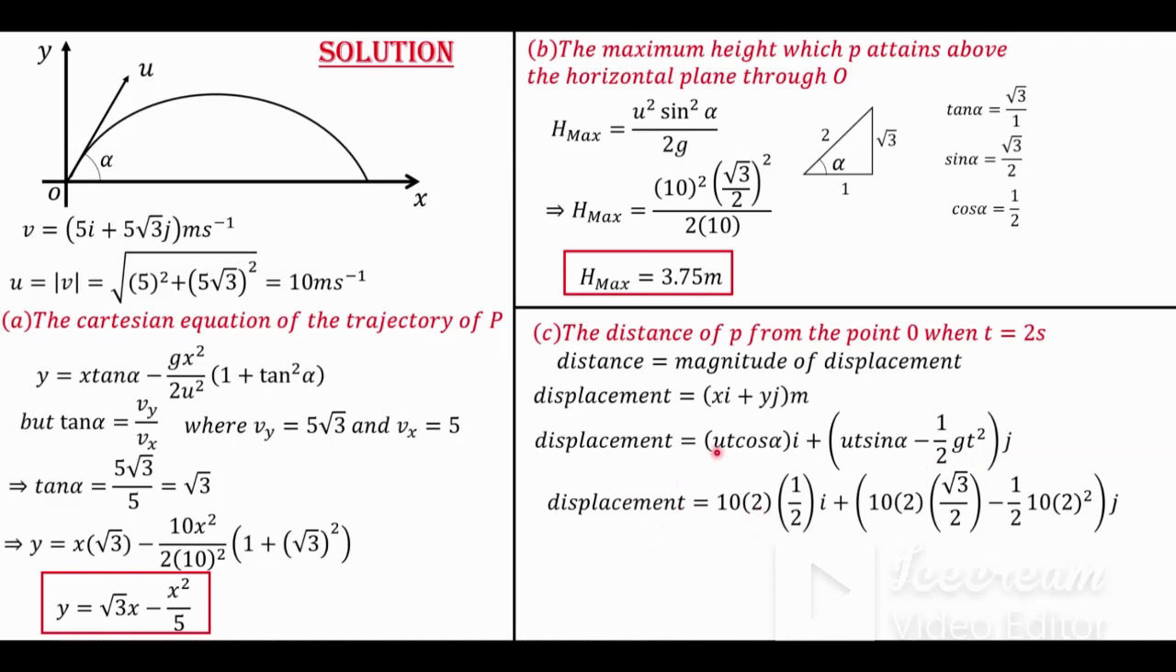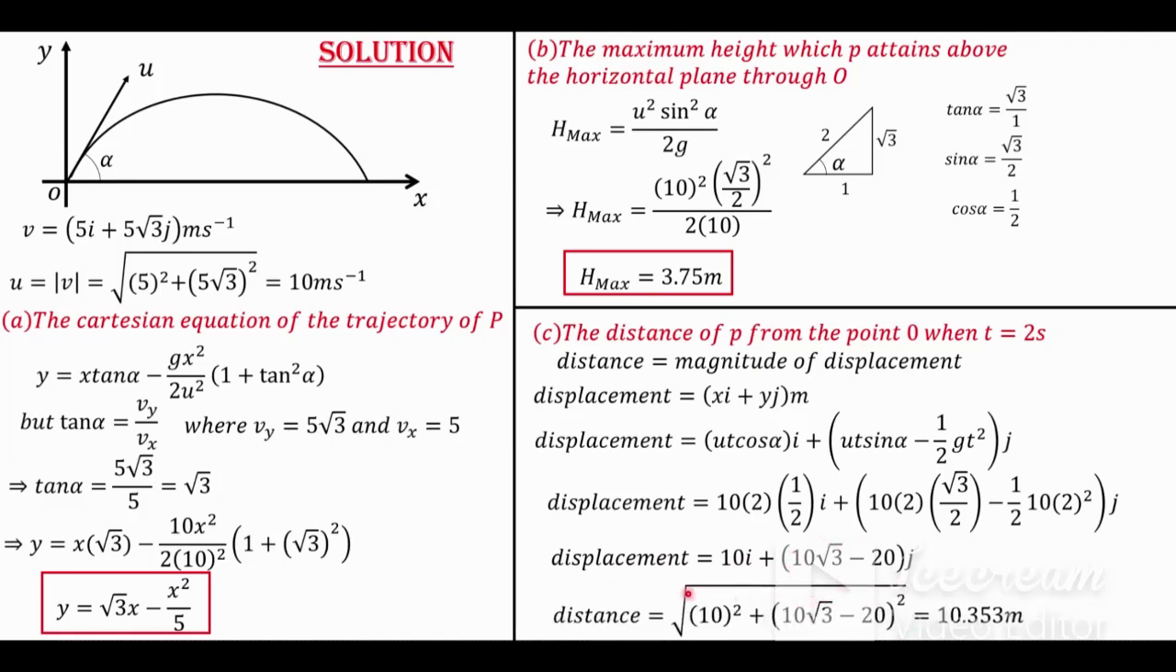Substituting the values of u, t, cos alpha, sin alpha and g, we get the displacement to be equal to u, which is 10, times the time, which is 2, times cos alpha, which is a half, i, plus u, which is 10, times time, which is 2 seconds, times sin alpha, which is the square root of 3 divided by 2, minus a half times g, which is 10, times the time, which is 2, squared, giving us the j component. We can therefore conclude that the displacement is equal to 10i plus, open bracket, 10 times the square root of 3 minus 20, j.